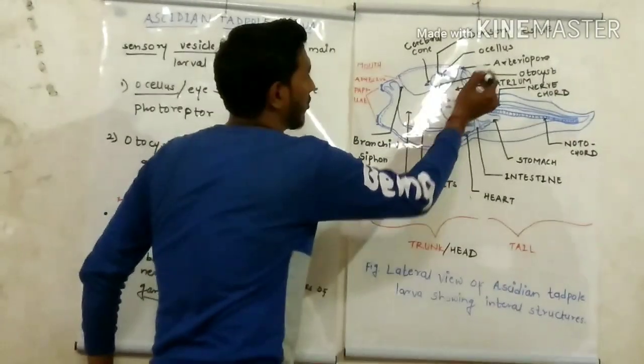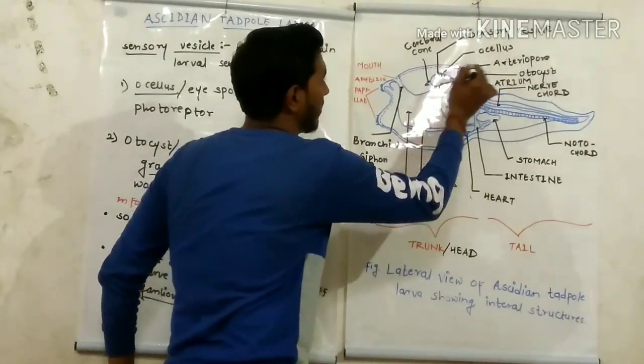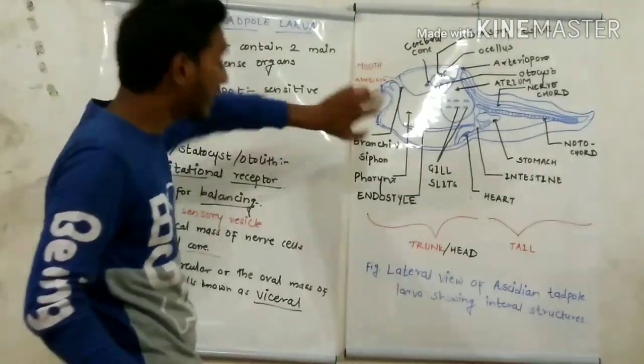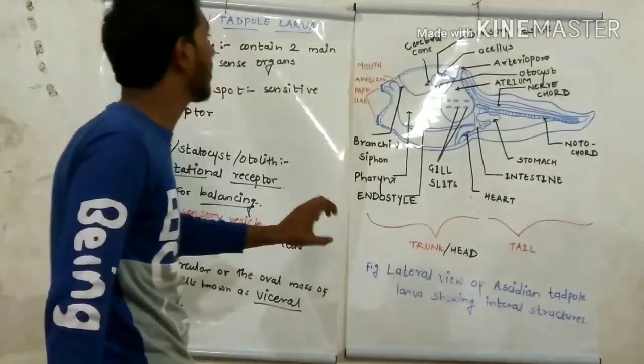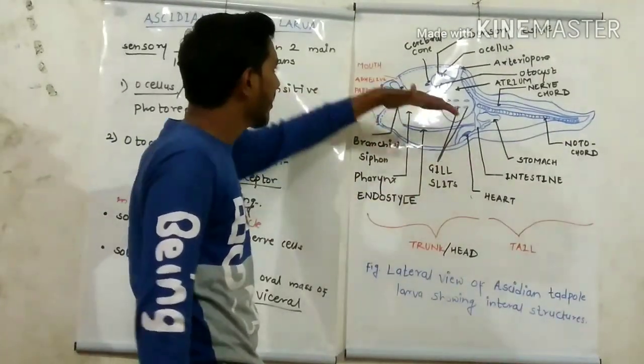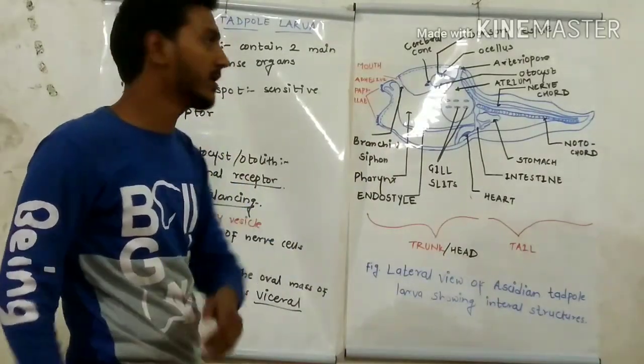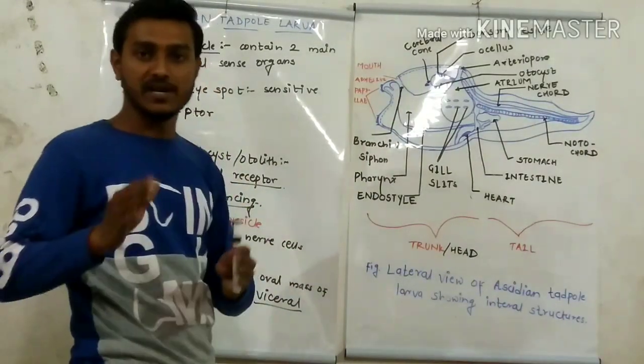Here it is otocyst, here it is the sensory vesicle, and it is ocellus. Now in front of this ocellus, in front of the sensory vesicle or the cerebral vesicle or the brain vesicle or the brain, is the presence of the cerebral cone. These are all the synonyms of the sensory vesicle. Remember it. This will help you to extend the matter.